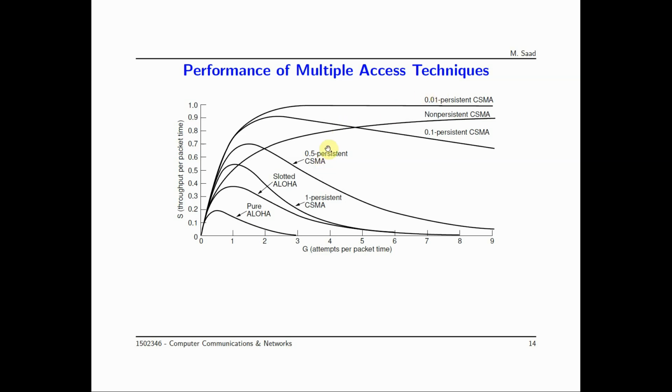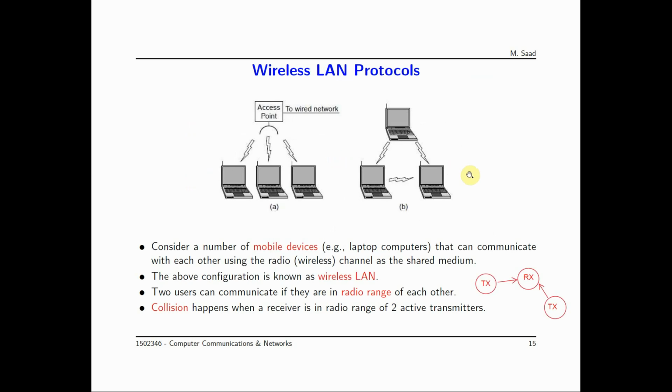So as you notice, if the probability P for sending in the context of P persistent is too large, we're getting too many collisions and this reduces the throughput. But if the probability P is too small, this will also reduce the throughput, not because of the collisions, but because we're not sending enough. So it is maybe best that the probability P is somewhere in between, right? Not too large and not too small.